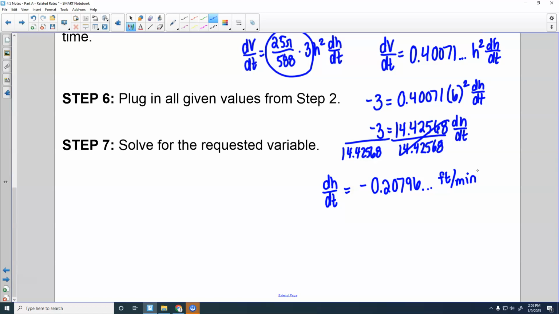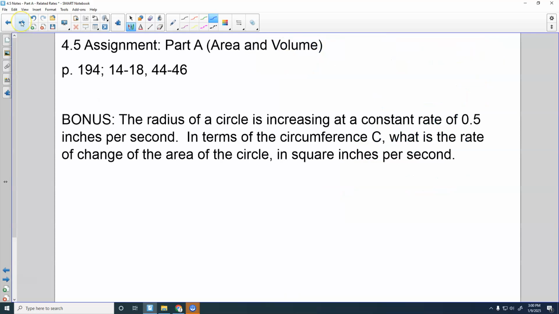Your assignment is from the textbook. It starts on page 194, but I think it actually goes on to several pages, so you probably need to look at your book and take pictures. 14 through 18 and 44 through 46. I printed your notes before I decided to add this bonus problem here. So the notes that are posted to Canvas have it on the end of it if you don't want to try to write that down or anything.